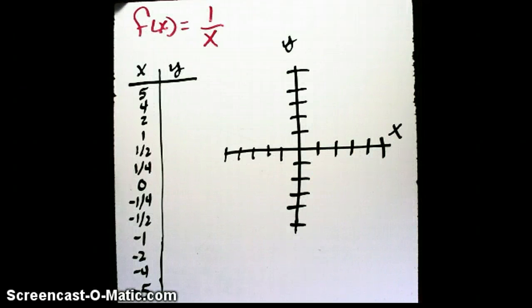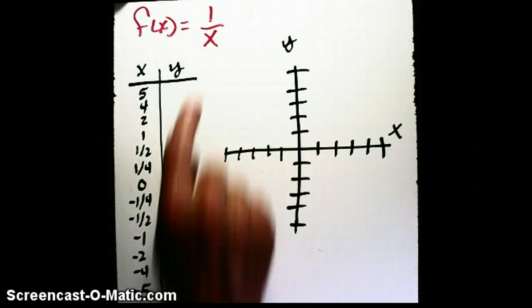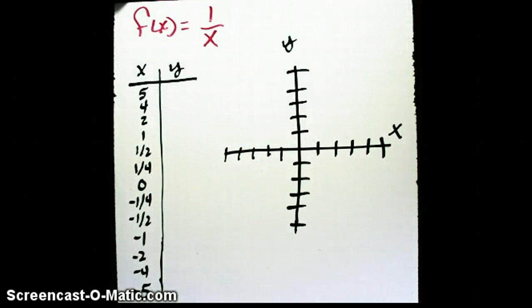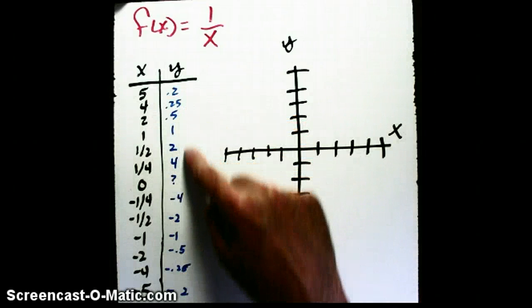What we're going to do is we're going to use this setup. Notice here's my function, and I have a table of values, okay? And then we want to graph it. Okay, so what we did is we computed the numbers.